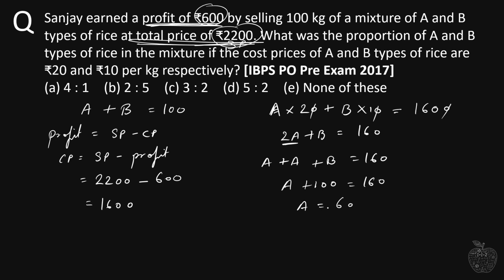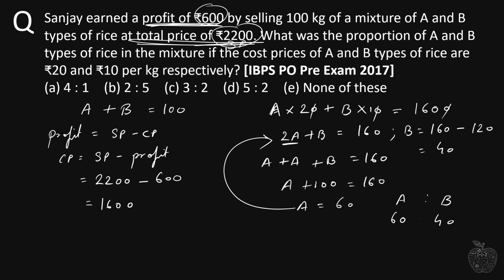Now we know that A is equal to 60. Let's substitute this A over here and we'll get the value of B. So B will be equal to 160 minus 2A. So 60 into 2 will be 120, and 160 minus 120 here will be 40. So we get the proportion in which A and B are mixed together. A is 60, B is 40, or I can say that this is 3 by 2. So A and B are mixed together in the ratio 3:2, and this is our required answer. So here option C is the correct one.